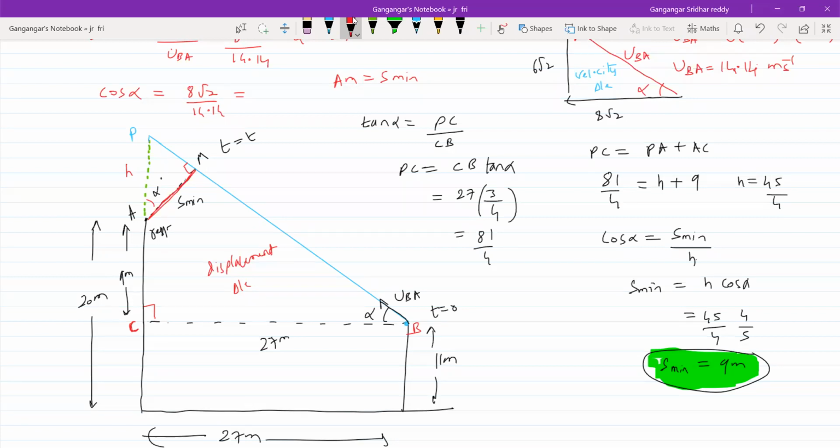How to calculate the time? I think we can calculate PM. So I'll leave it for you. The time taken should be equal to BM by UBA. How to calculate BM?